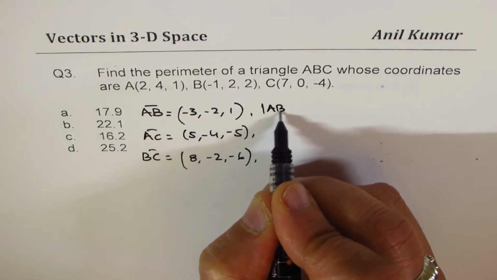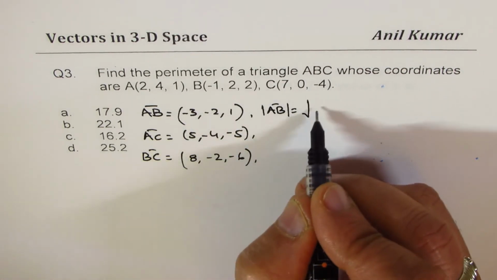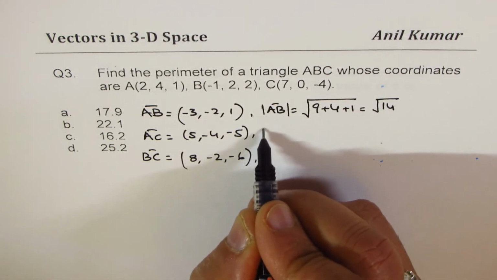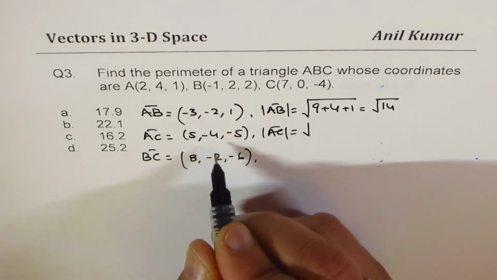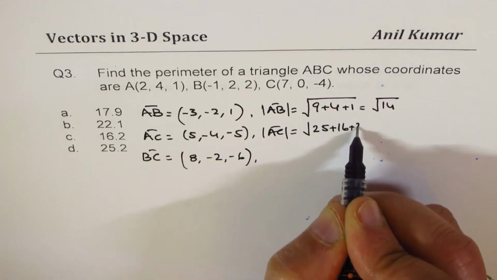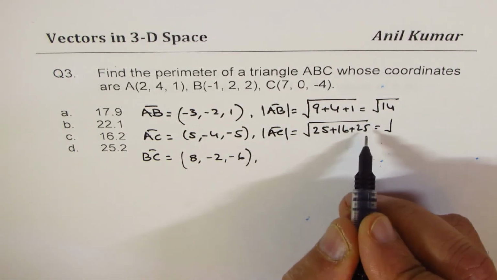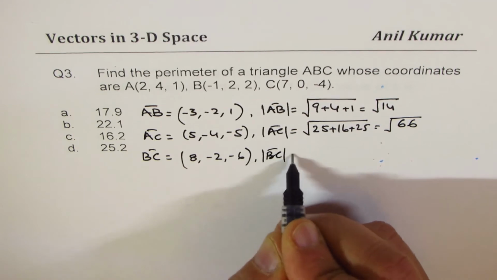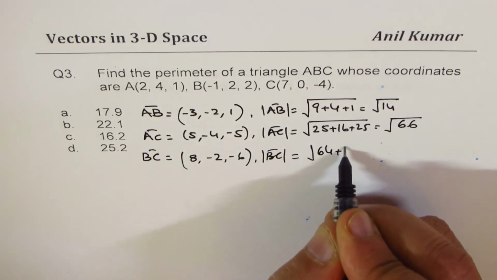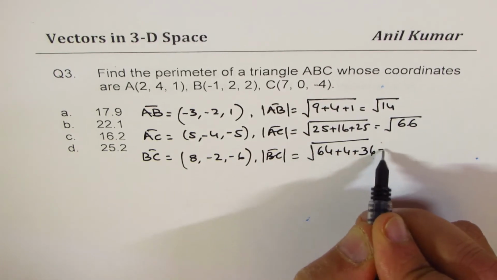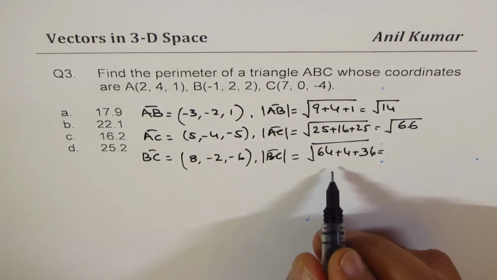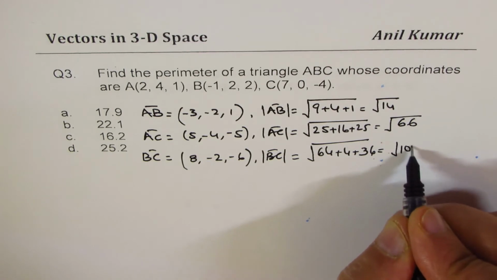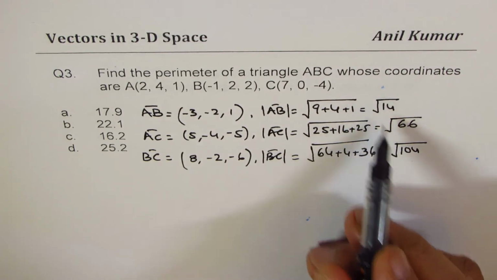So magnitude of AB will be square of these, 9 plus 4 plus 1, which is square root of 14. As far as the magnitude of AC is concerned, it will be square root of 25 plus 16 plus 25, which is square root of 50 plus 16, that means 66. And magnitude of BC is going to be square root of 64 plus 4 plus 36. Now sometimes you may not be allowed a calculator, so then this calculation really helps. So 4 plus 36 is 40, so we get 104. Right? Anyway, you have to use calculator to add them up.